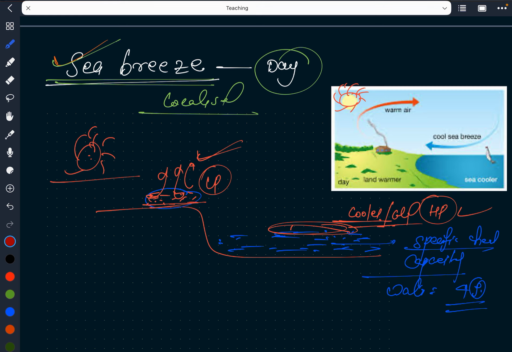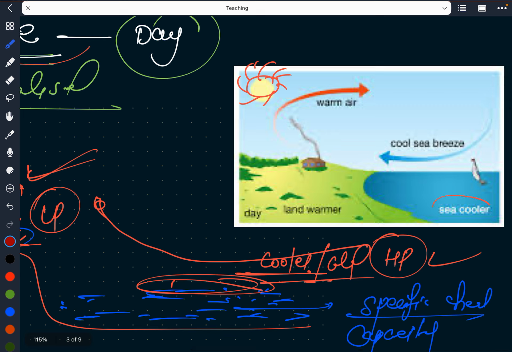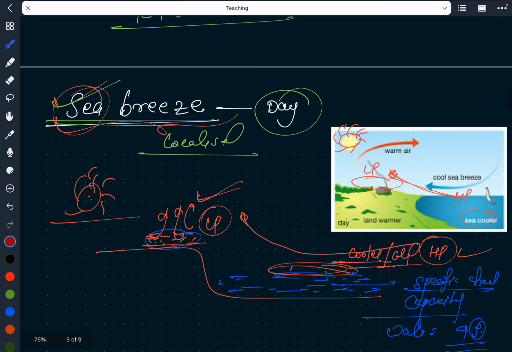So the air will start moving from high pressure to low pressure. It appears that the wind is coming from the sea to the land, so we call it a sea breeze that blows during daytime. See in the diagram, please. This is the water. Water is relatively cooler, land is relatively warmer, so low pressure over here and high pressure over here. Again the pressure gradient force will act from sea to land, and the air will start blowing from sea to land, which we call a sea breeze.